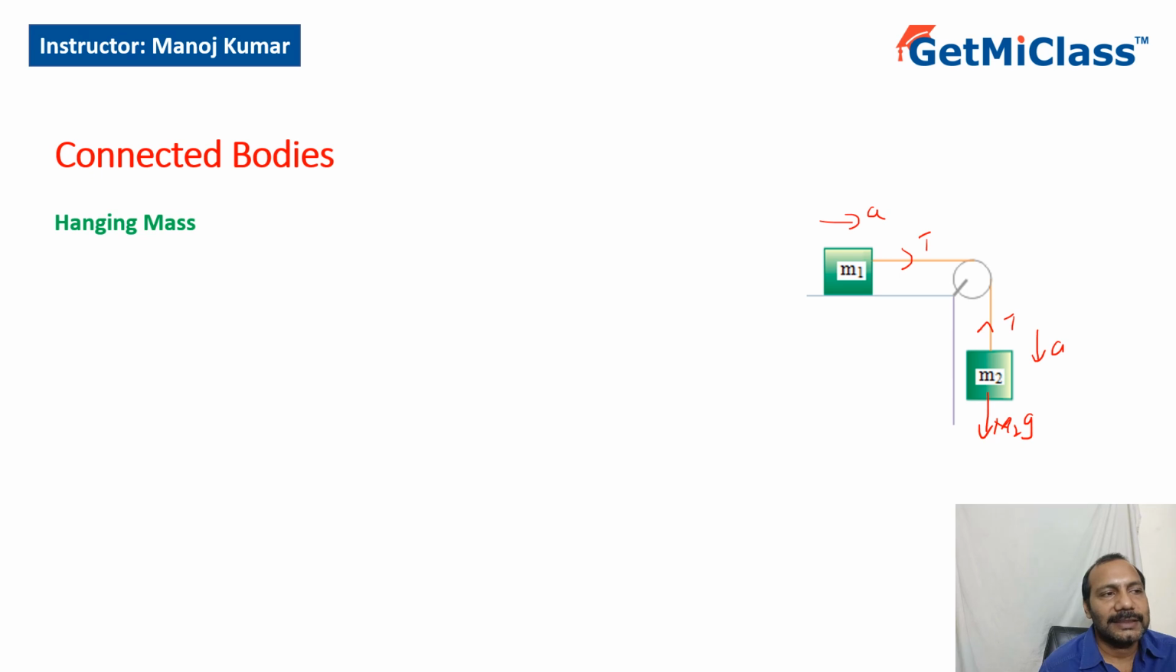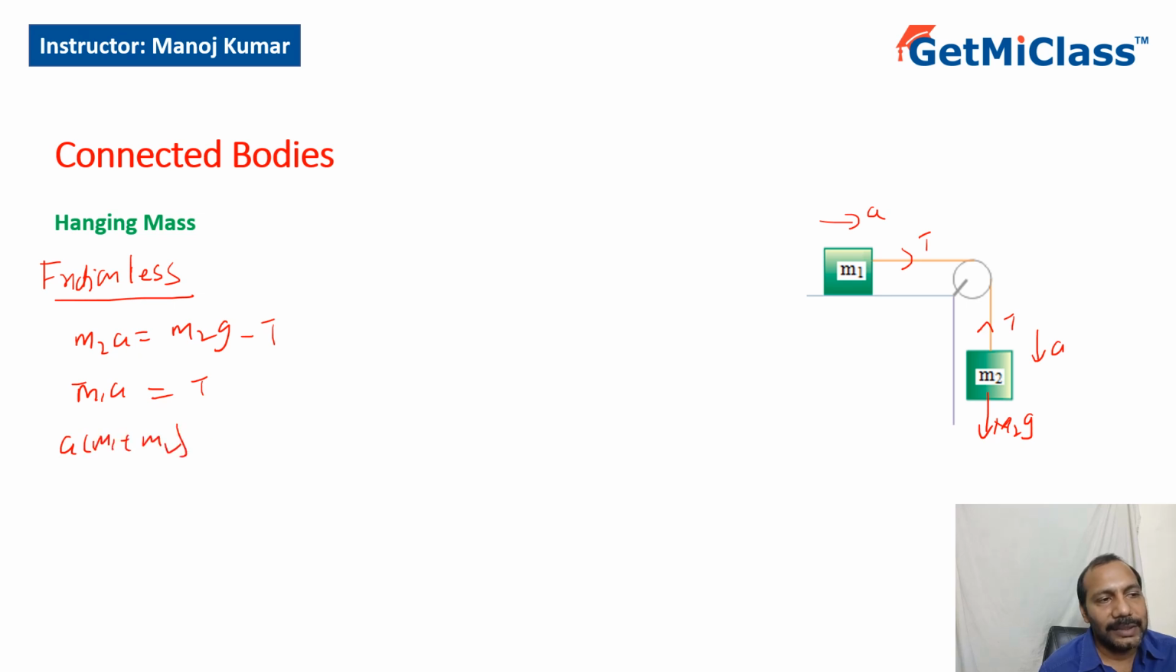So for the case when it is frictionless, what will happen? I don't have to bother about anything. I can directly write the equation of motion for M2. What is the equation of motion for M2? M2 into A equal to M2G minus T. And for M1, M1 into A equal to T. Add both of them, I'll get A into M1 plus M2 equal to M2G. Or A equal to how much? M2G by M1 plus M2.